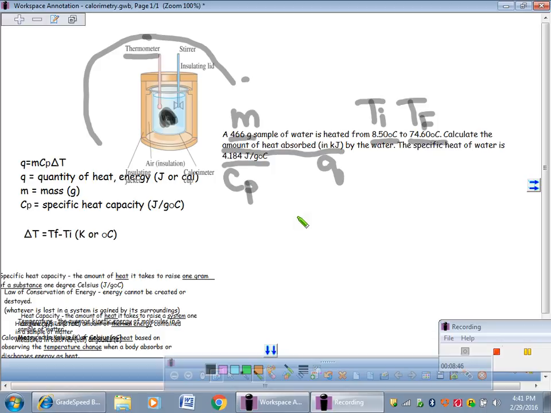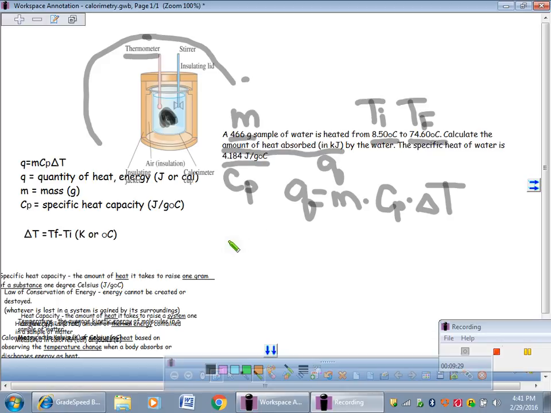Remember, the specific heat capacity is how much energy it takes to raise 1 gram of a substance 1 degree Celsius. So we're not raising 1 degree Celsius, we're actually raising quite a few. So we are going to need more than just that much amount of energy. Plus, look how large our sample is. We have 466 grams. This is how much you need just for 1 gram. So this equation makes sense. It's a bunch of multiplication. So we are solving for Q. So Q equals M times the specific heat capacity times the change in temperature.